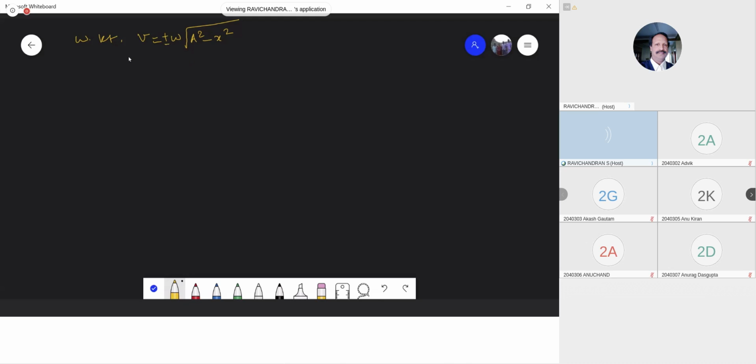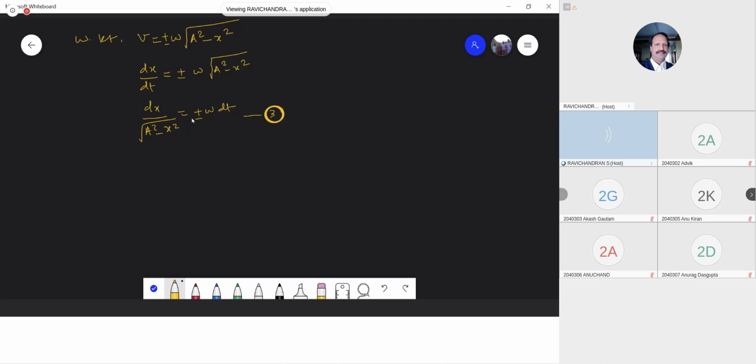Now, I want to modify the equation and get the solution that will be coming in terms of x. So we know that V is equal to dx by dt is equal to plus or minus omega into square root of a square minus x square. Or I can write dx by square root of a square minus x square, equal to plus or minus omega into dt. I take it as maybe a third equation.